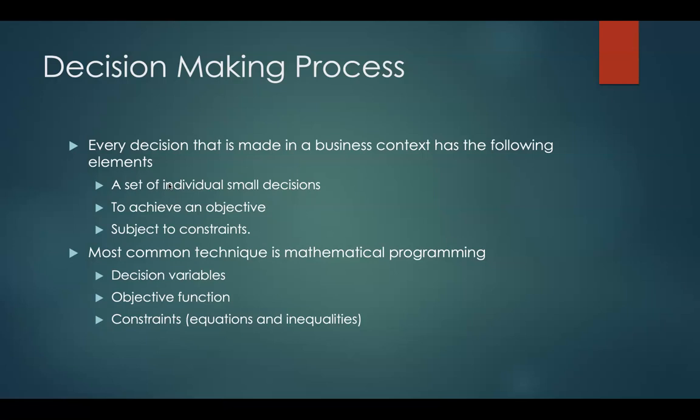The objective, usually in real life problems there might be multiple objectives, but in mathematical programming we always consider a single objective. Even in real life problems you might have multiple objectives, but there's always one that is more important than all the other ones, and that's the main objective. That objective is represented as a function called the objective function. And finally, the constraints will be represented as equations and inequalities. And that's the mathematical programming technique, which is to formalize the general decision-making process.